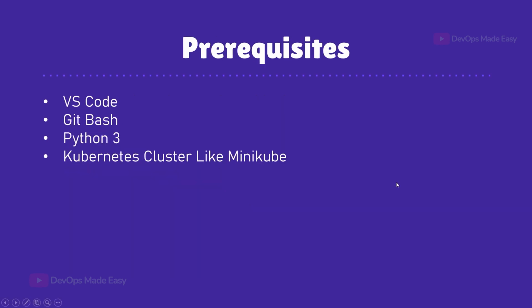And coming to the prerequisites, you should have VS Code installed along with Git Bash, because I'm going to use the Git Bash profile in VS Code in order to run Linux-like commands. And of course, you should have Python installed on your local machine, though this is not mandatory because we are going to run everything inside the Kubernetes pod. And finally, you should have a Kubernetes cluster like Minikube, because we are going to deploy a lot of objects.